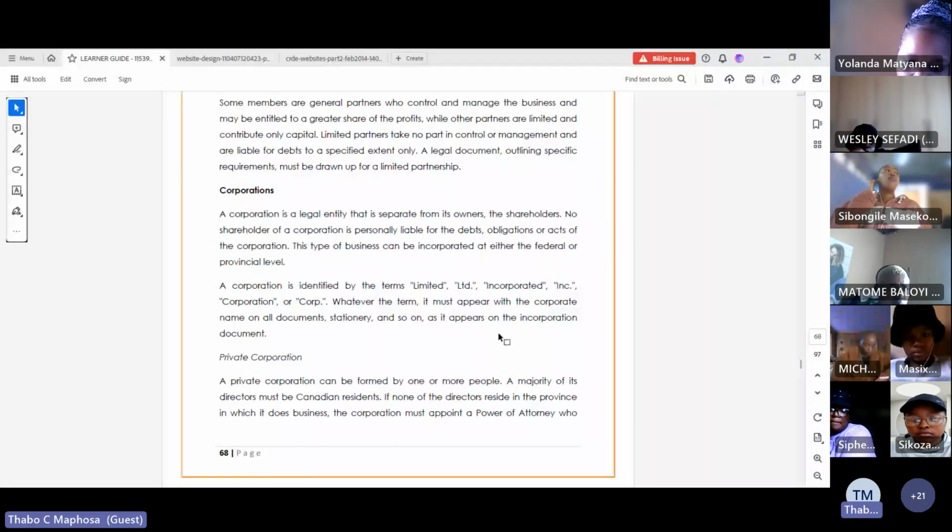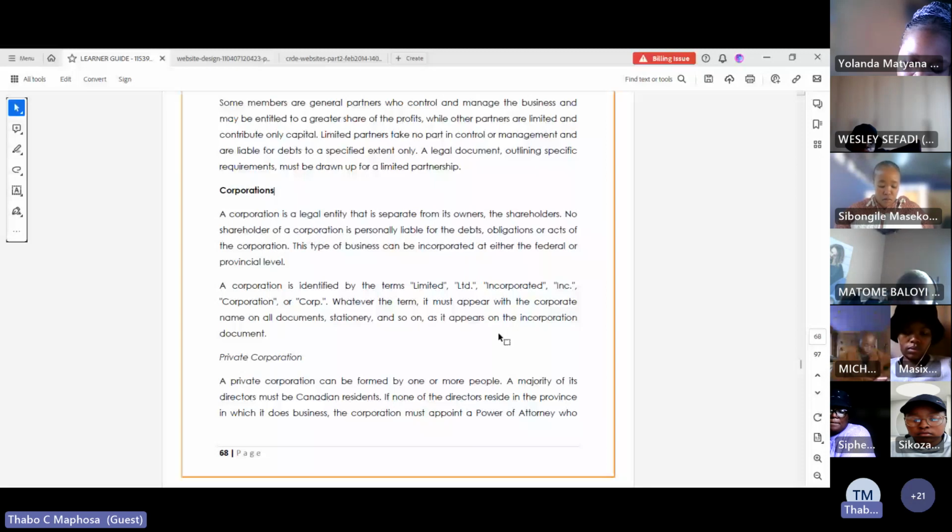A corporation is identified by the terms LTD or limited, or incorporated, which means INC. I'm pretty sure you've seen that. And then there's also corporation or corp. Whatever the term, it must appear with the corporate name on all documents, stationery, etc. I'm pretty sure you've seen a lot of companies with LTD, INC, or corp. That depends on whatever corporation you're dealing with.